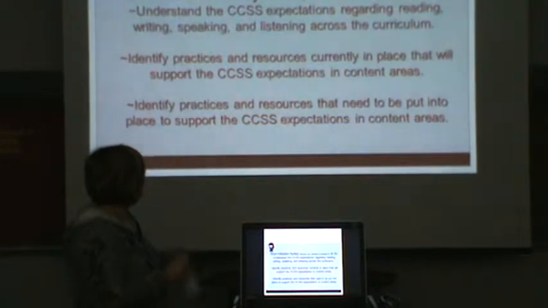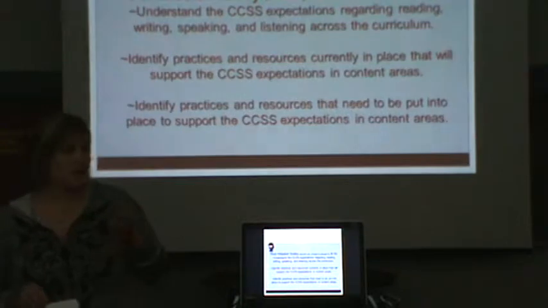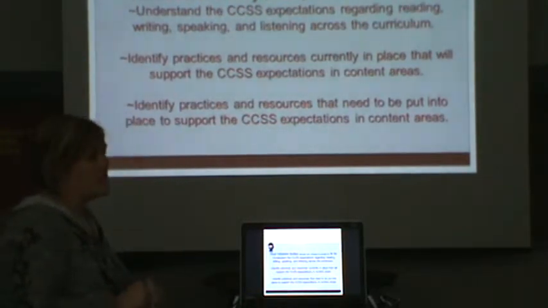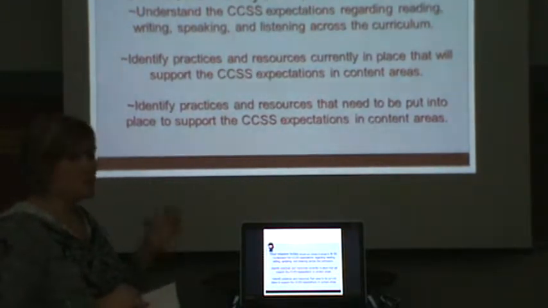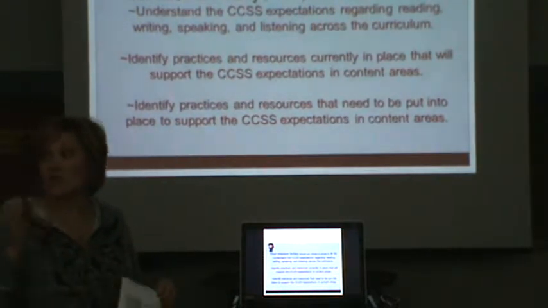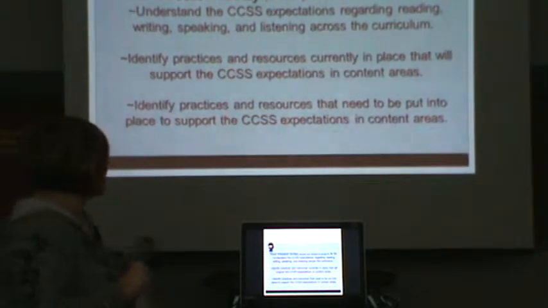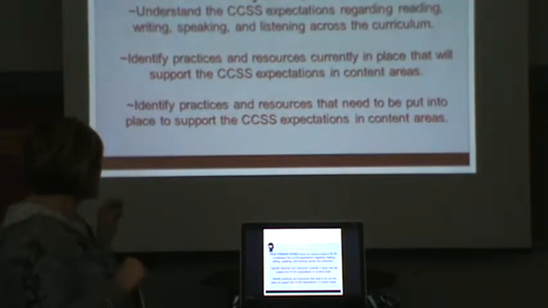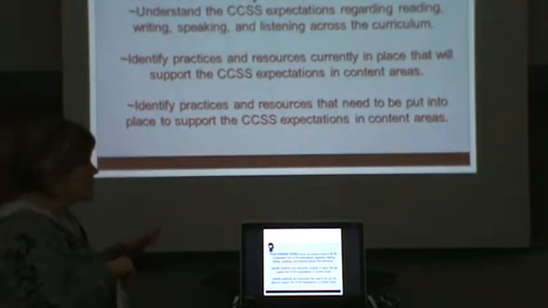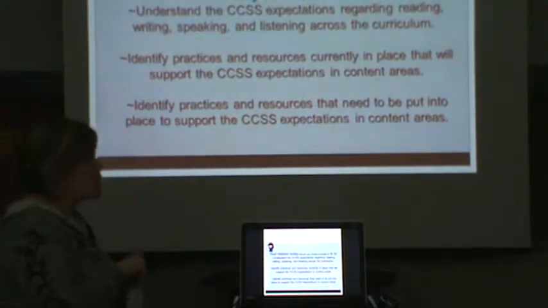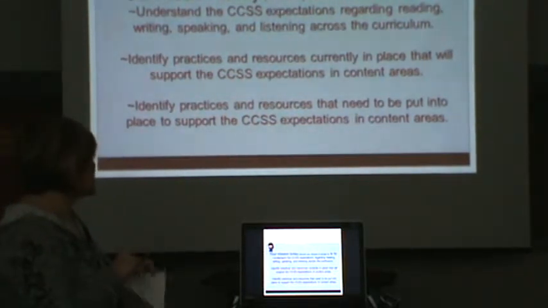Today, our mission is to understand the Common Core standards expectations regarding reading and all ELA within the content areas. We touched on that last time because we did writing, and because they're so intertwined, reading, writing, speaking, and listening, there's really no way to talk about reading without talking about writing, or to talk about writing without talking about reading. The specific focus for today is to identify practices and resources that we currently have in place that will support those standards and expectations in the content areas, and then practices and resources that we need to put these expectations in the content areas into place.